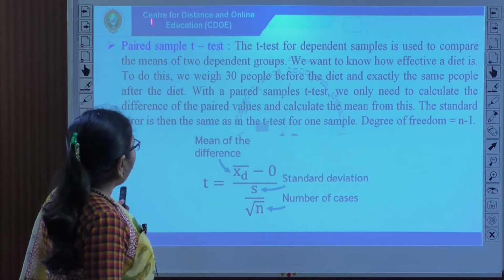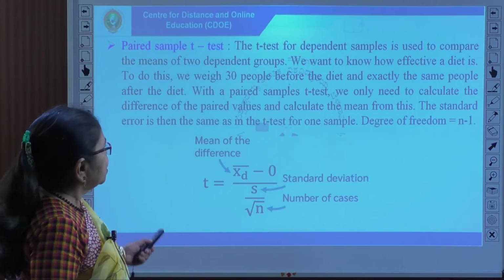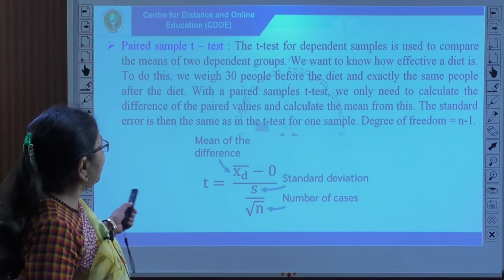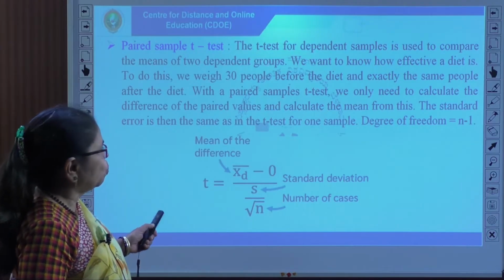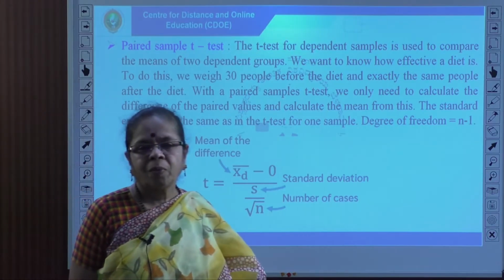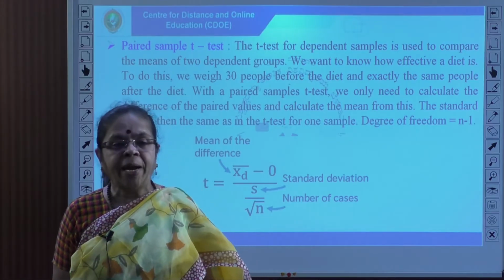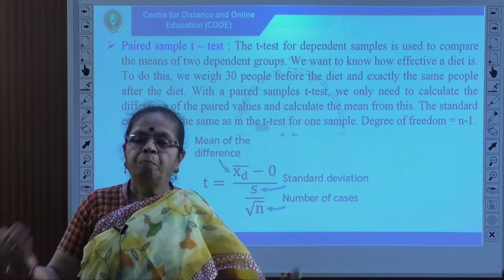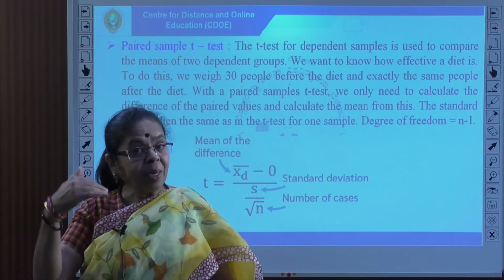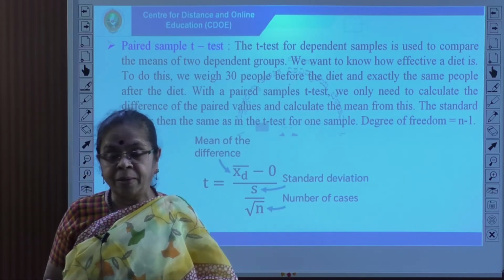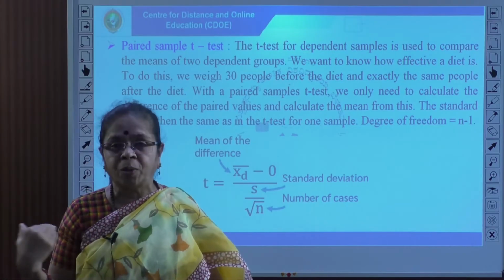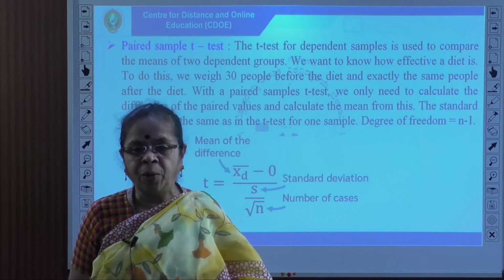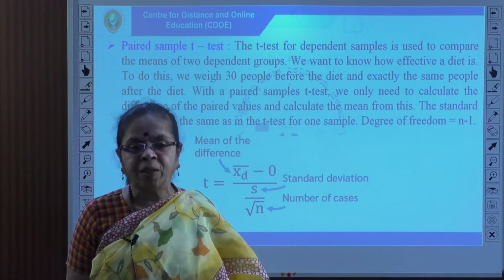Then I have a paired sample t test. This t test is used for dependent samples, to compare the means of 2 dependent groups. So, I have an effective diet. To test this, I weigh 30 people before and after the diet. You remember in research design, we had before and after. So, how can you verify those tests? This is what we do. And exactly the same people after the diet.